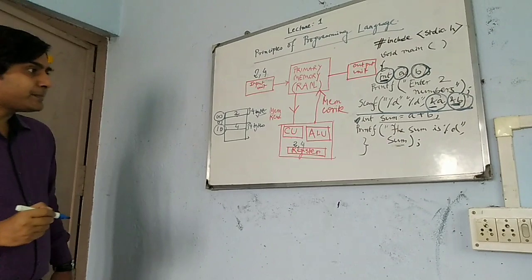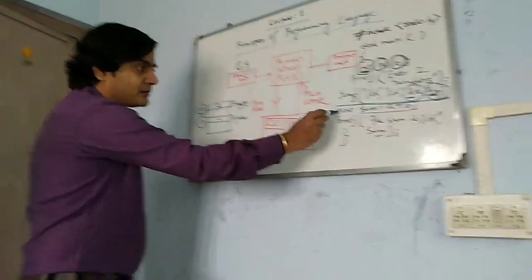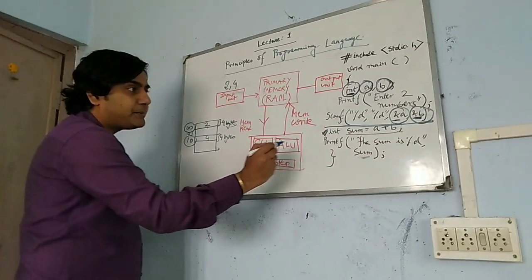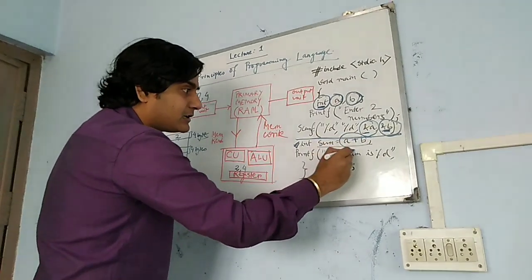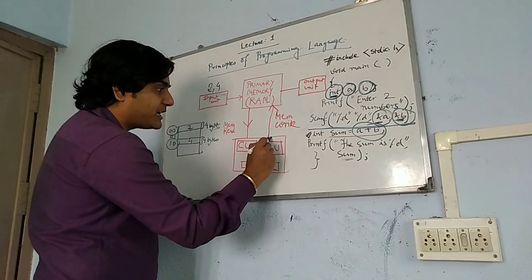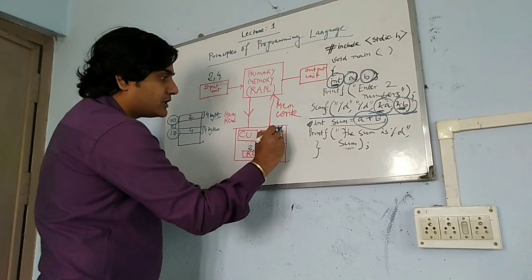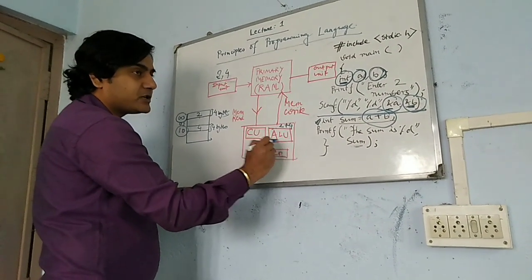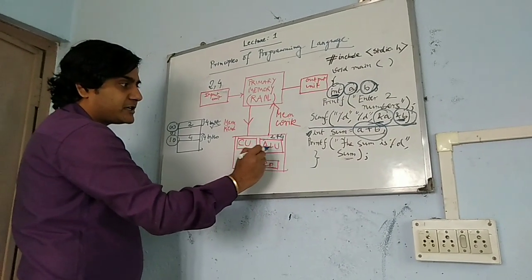So after this, what happens? Here the arithmetic logic unit will perform this task, a plus b. So a plus b is performed here, meaning 2 plus 4 is performed in the arithmetic logic unit. 2 plus 4 is already performed.